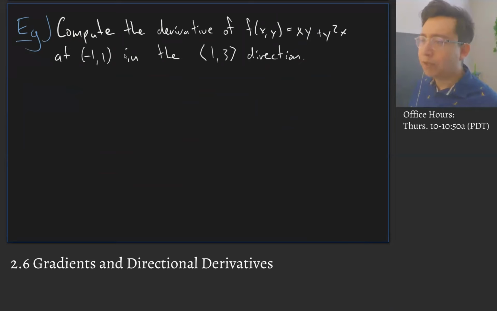So first of all, we're going to compute the derivative of this function at this point with this derivative in this direction. So the first thing we always do, if you remember from yesterday, is make sure that v is a unit vector.